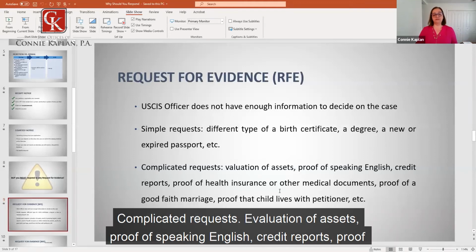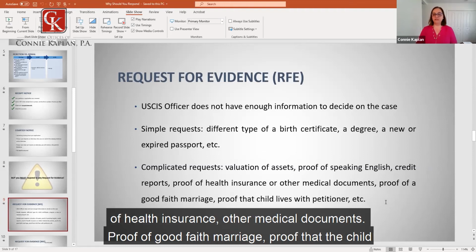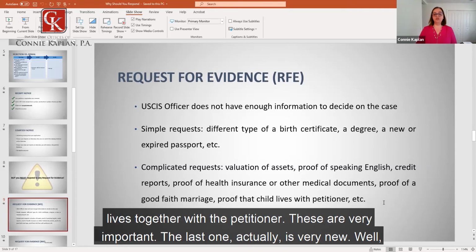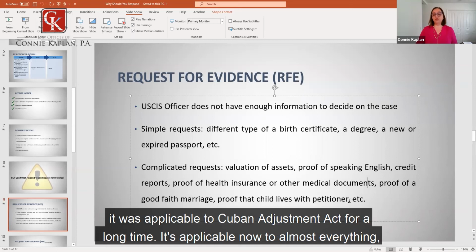Complicated requests: valuation of assets, proof of speaking English, credit reports, proof of health insurance, other medical documents, proof of good faith marriage, proof that the child lives together with the petitioner. These are very important. The last one actually is very new. Well, it was applicable to the Cuban Adjustment Act for a long time. It's applicable now to almost everything.